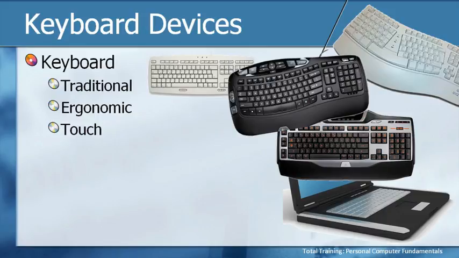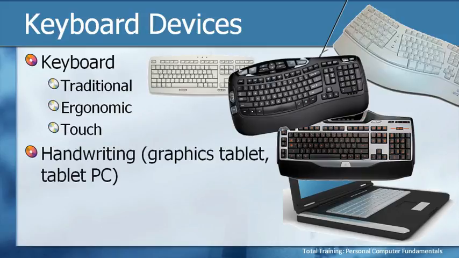Then we can get into a whole variety of what are known as touch keyboards. One type of touch that we have is actual handwriting recognition. If you have a graphics tablet or a tablet PC, you may be able to use a stylus and actually write. And the computer can interpret you writing ABC and actually type the letters ABC.